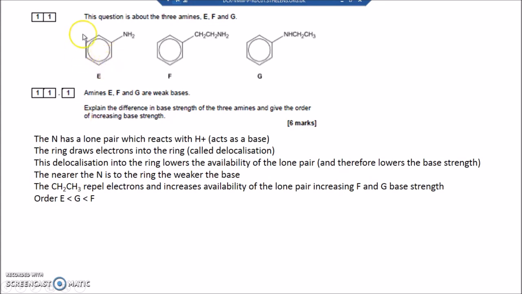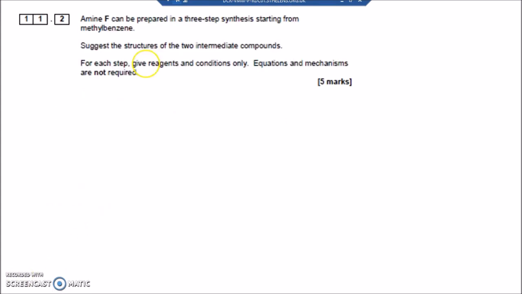And so the order is least available lone pair, weakest base, most available lone pair, well away from the ring, and I've got a CH2, CH2 repelling electrons onto the N, making it more available. So lone pair to bond to the H plus, and then G somewhere in the middle.